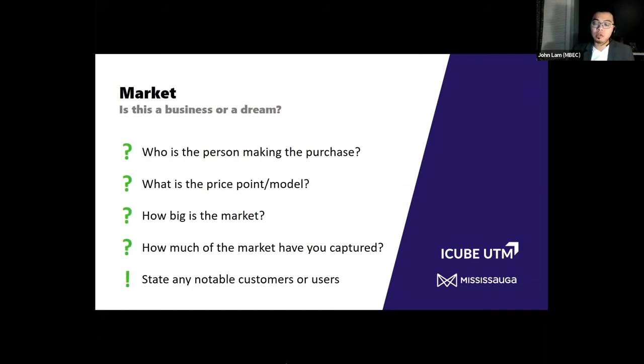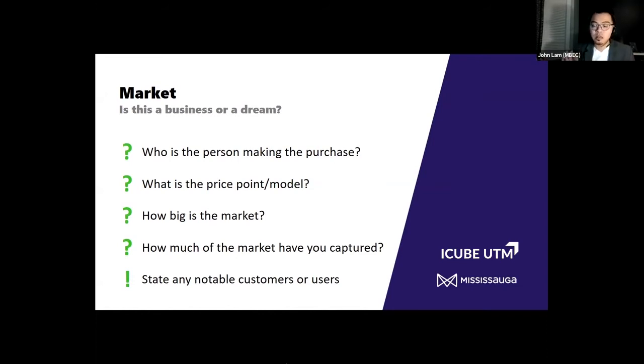After that, then people are thinking, well, fantastic. You can solve the problem, but is this actually a business, or is this something that's going to cost too much? Right now, we're looking at the vehicle for moving this solution forward and this product forward. Right. So who is the person making the purchase? This is your customer. And notice that I put person.